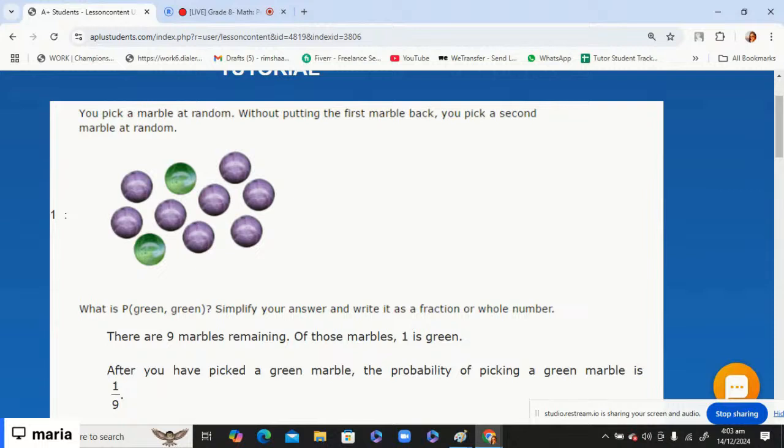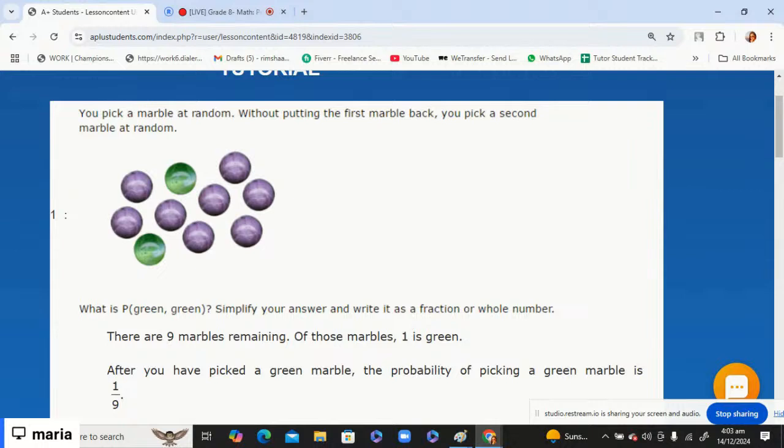So the question is, you pick a marble at random. Without putting the first marble back, you pick a second marble at random. What is the probability of green and green? Simplify your answer and write it as a fraction or whole number. So as we know, let's first count how many total marbles there are. The total marbles are 10.